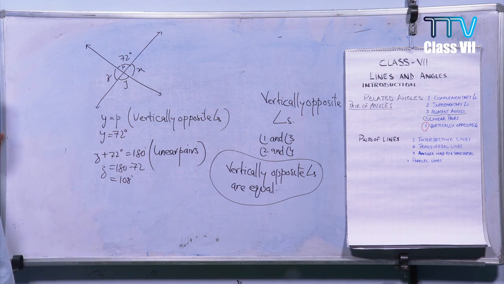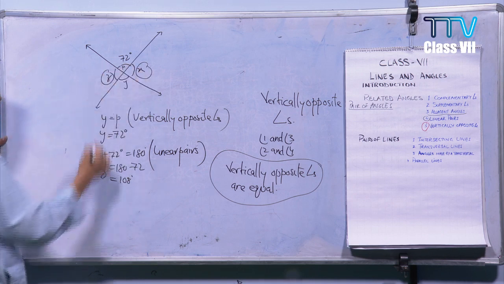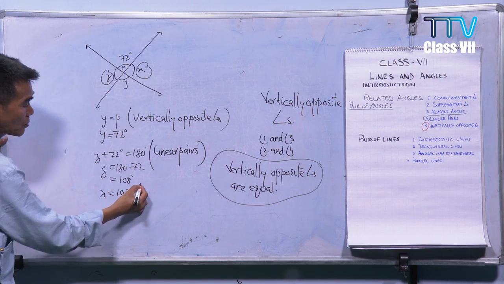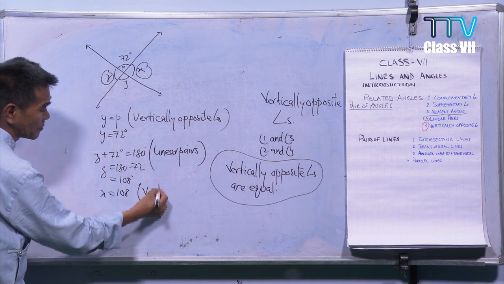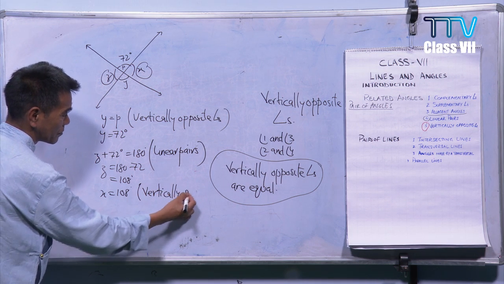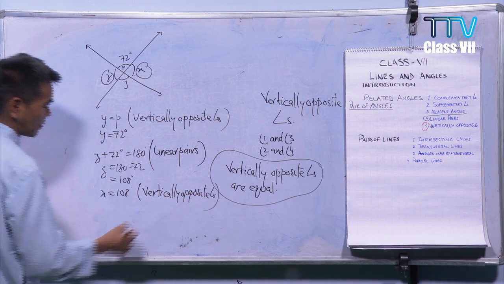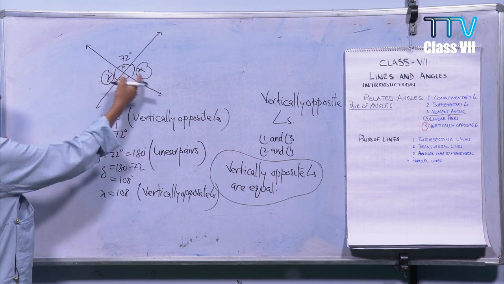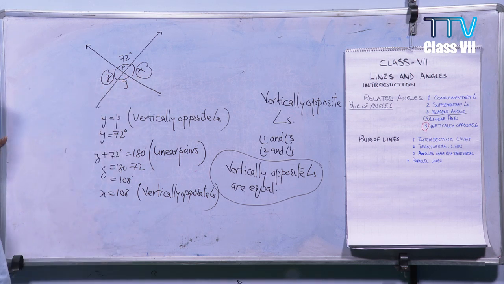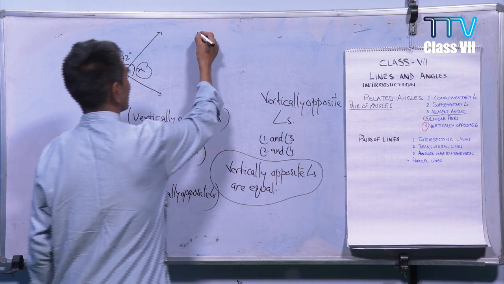Z equals 108 degrees. What about x? X is also equal to 108 degrees because of vertically opposite angles. And z is equal to x. Therefore, x is also equal to 108 degrees. Vertically opposite angles.